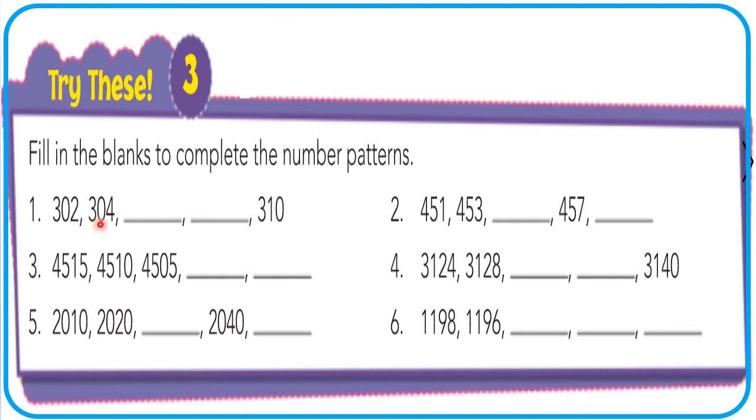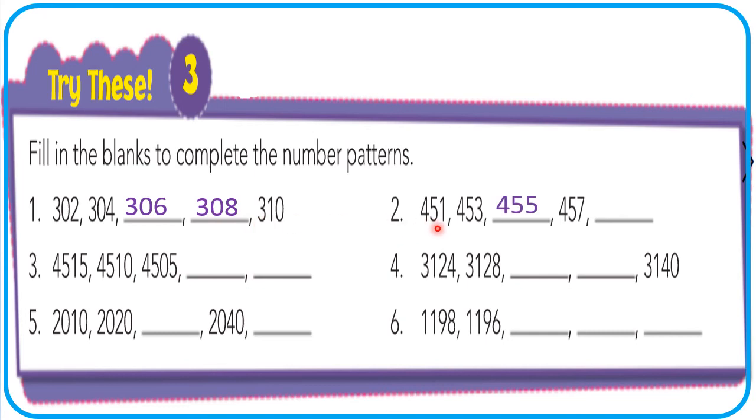302 plus 2 is 304. 304 plus 2 is 306. That will come to this blank space. 306 plus 2 is 308. 308 plus 2 is 310. Like this, we have to understand the given pattern and complete the pattern by filling the blanks given here.